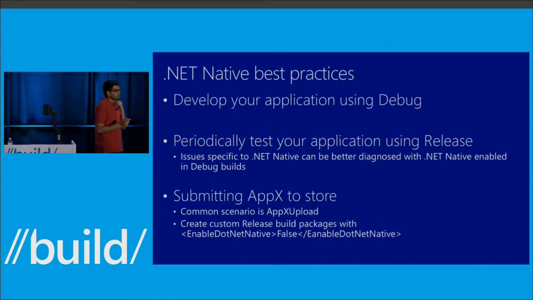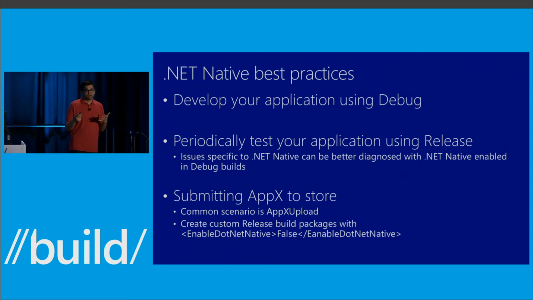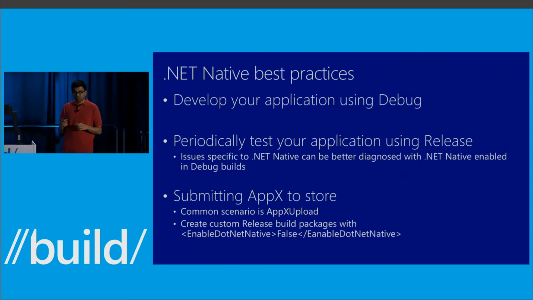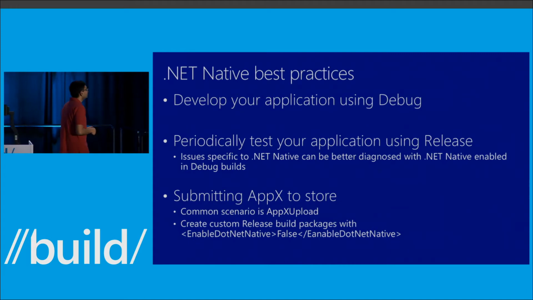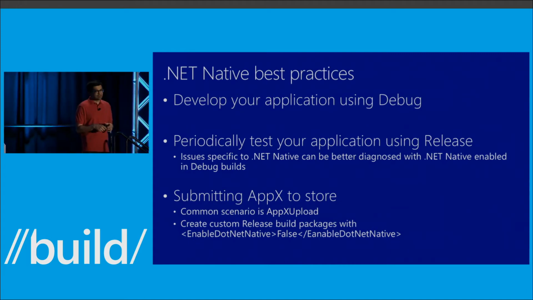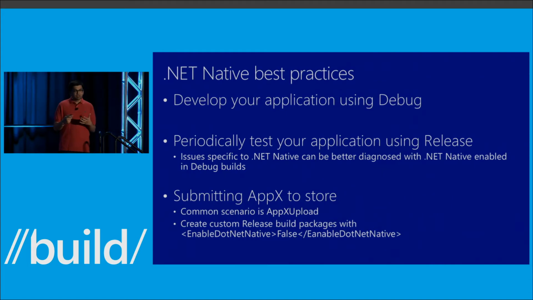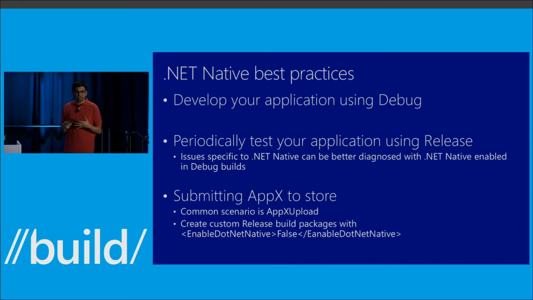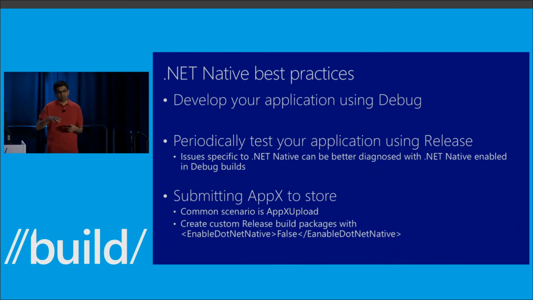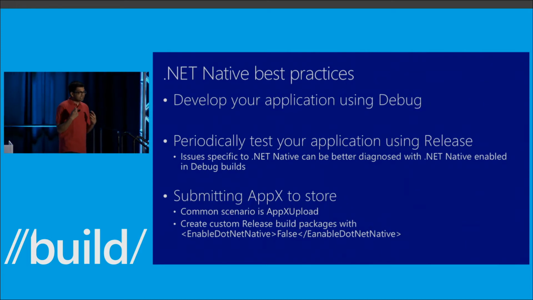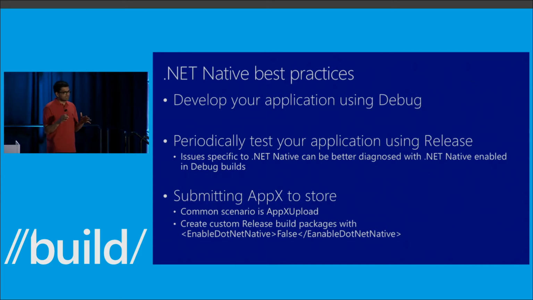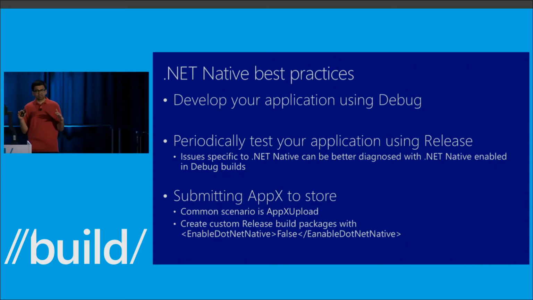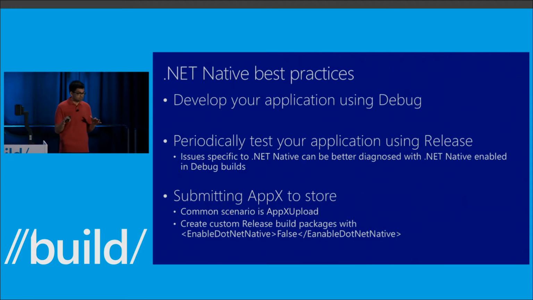So what are some of the best practices that you should follow if you're building a .NET Native application, or in particular a Universal Windows application, because all of them are going to be .NET Native? Primarily develop your application using debug, but make sure that you periodically test your application using release as well. Don't defer the whole thing to the very end, because then it gets a little bit more tricky. Periodically keep testing your application under release. Now, like I said, we have done a lot of work to make sure that the difference in behavior between debug and release is not much.